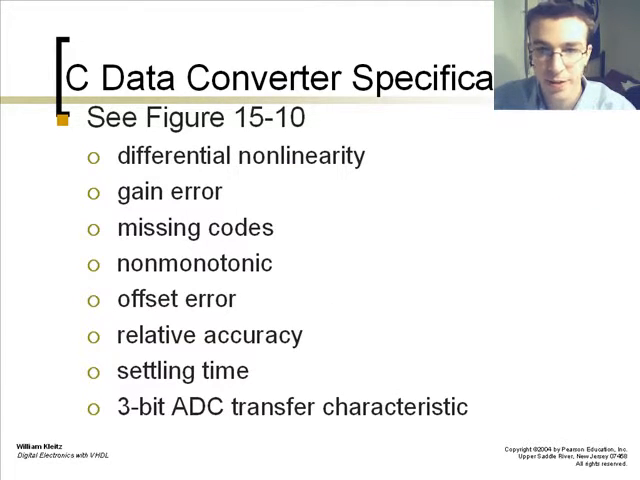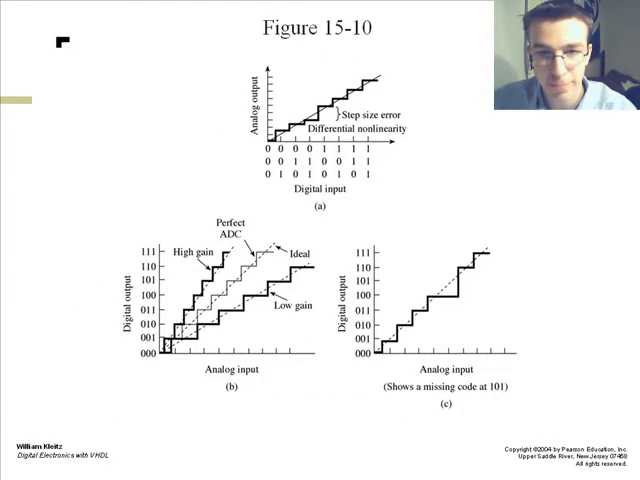Data converter specifications. There is differential nonlinearity, gain error, missing codes, and non-monotonicity. There's an offset error associated with this device. Its relative accuracy and settling time are also specified. As you can see here, this is a perfect ADC line. This is a usual high gain and a low gain. With the dotted lines, you see the ideal, but it's not ideal because it steps up.